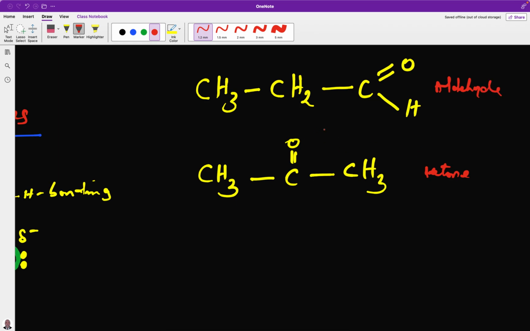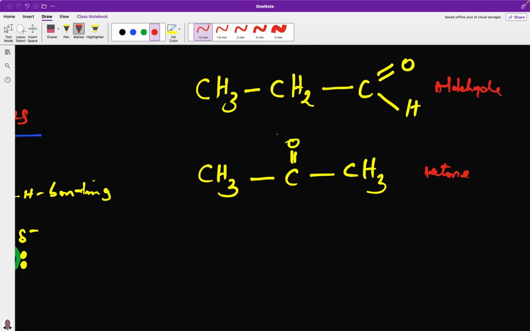All of them have the same molecular mass. We expect their boiling point to be the same, but that is not the case. This is propanol, and this is propanone.